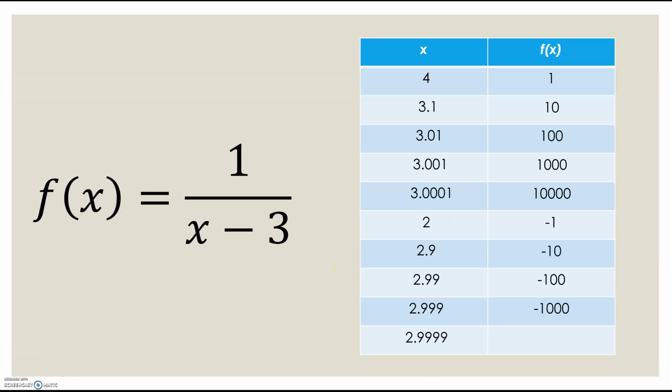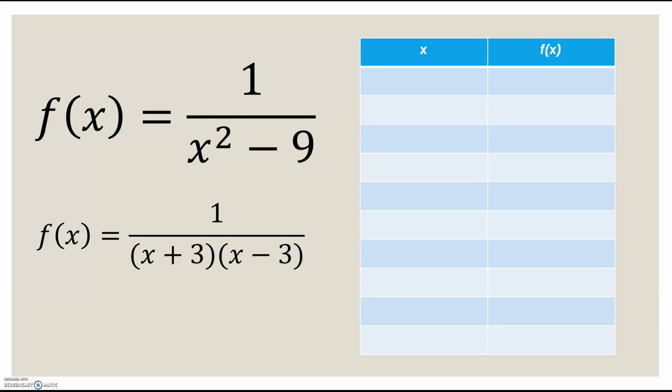Okay? It doesn't even have to be as simple as 1 over x minus 3 or 1 over x minus 2 or 1 over x minus something. Take a look at something like this. Okay, 1 over x squared minus 9. All right, this is 1 over x plus 3 times x minus 3 because that's a difference of squares, so I factored it to x plus 3 and x minus 3. So if I pick values again, the same values that are getting closer and closer to 3, I should expect to see that same sort of asymptotic character.